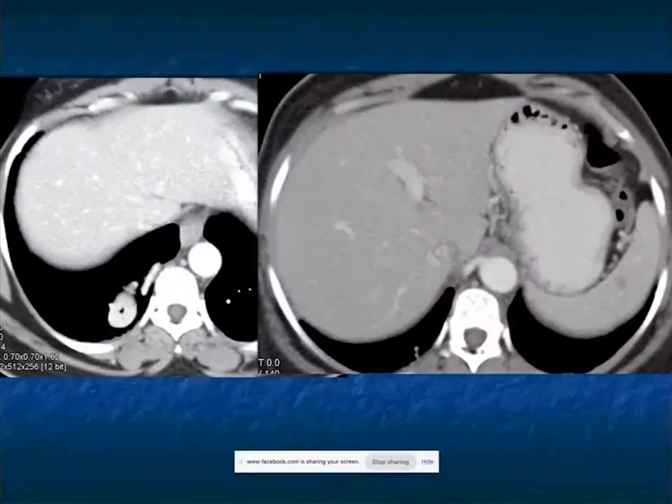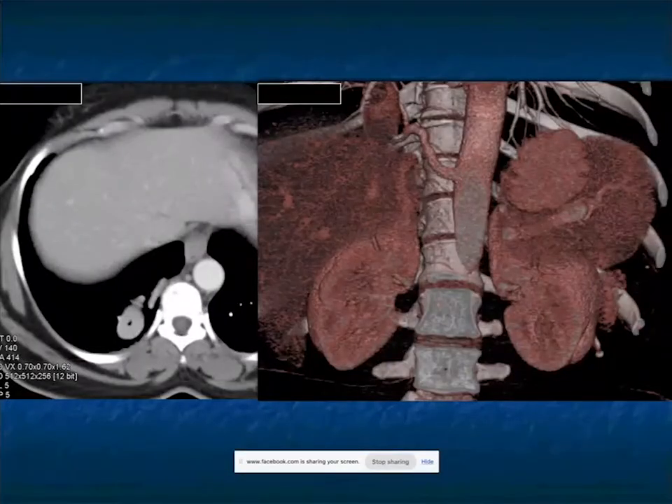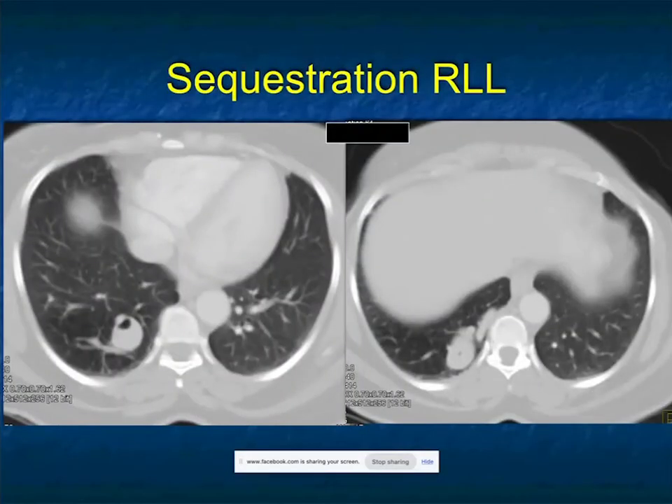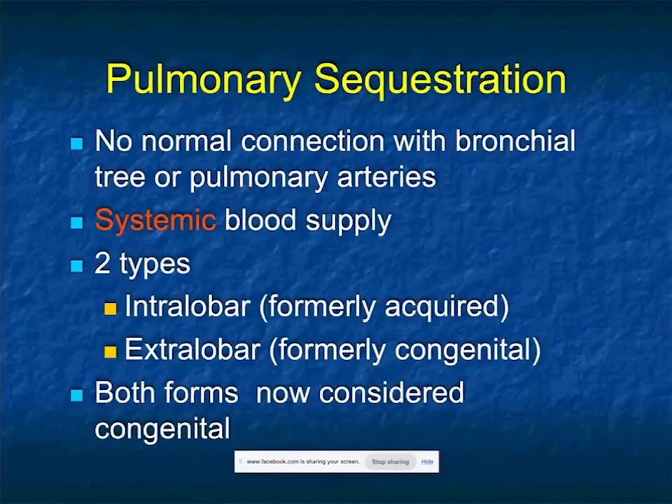So now you have a mass or some process that appears to be enhancing, and there's a feeding vessel off the right side of the abdominal aorta, which you can see very nicely on the 3D imaging. That's a classic appearance for a process which is a sequestration of the right lower lung. Looks like a mass, can be confused with pneumonia or even a tumor, but then you very nicely see it with the feeding vessel. We talk about sequestrations.